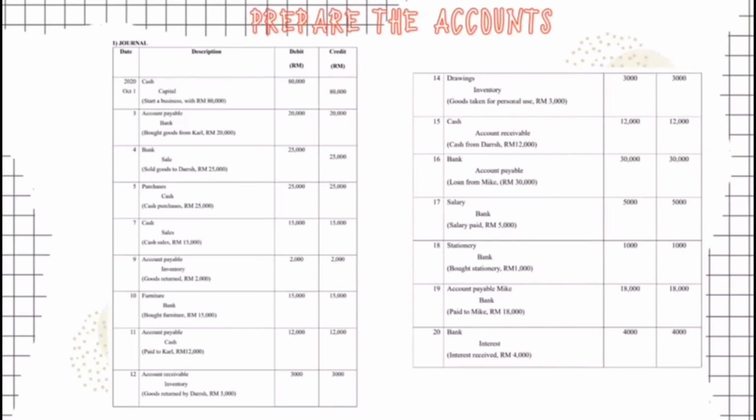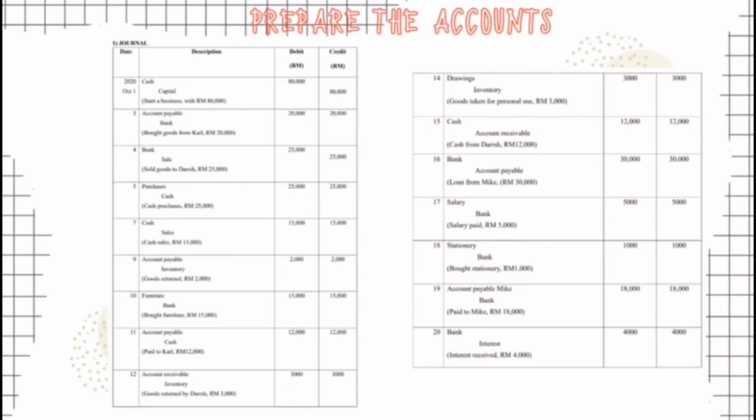On 11 October 2020, account payable is 12,000 ringgit in debit and cash 12,000 ringgit in credit. On 12 October 2020, account receivable is 3,000 ringgit in debit and inventory 3,000 ringgit in credit. 14 October 2020, drawing is 3,000 ringgit in debit and inventory is 3,000 ringgit in credit.